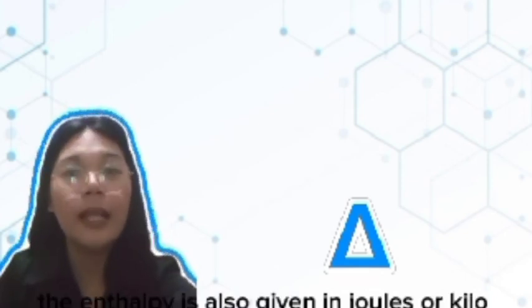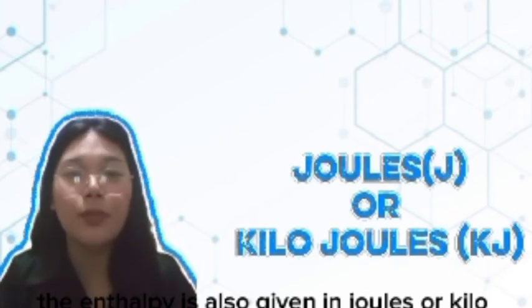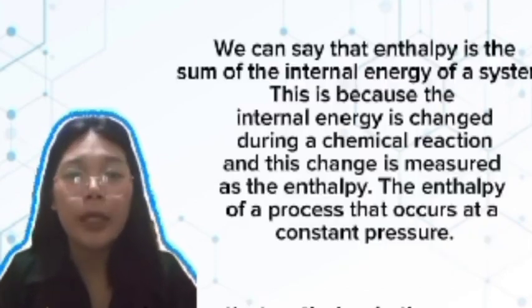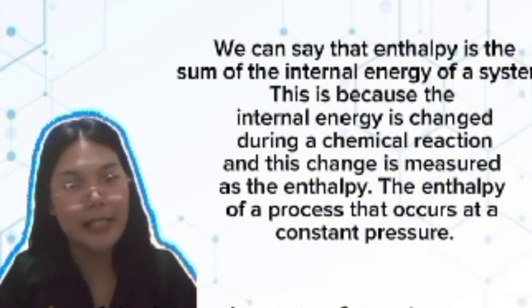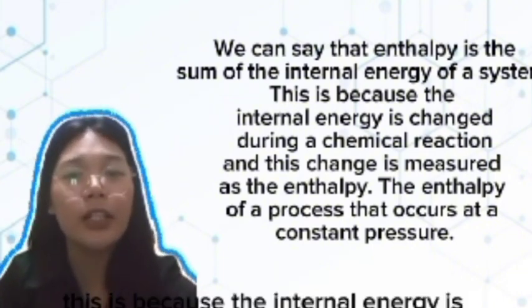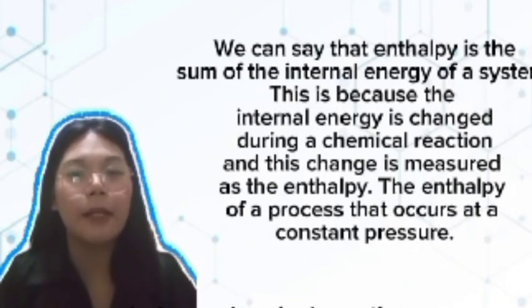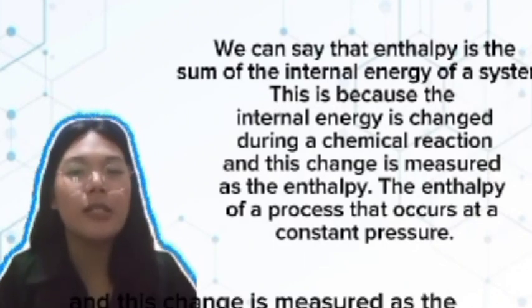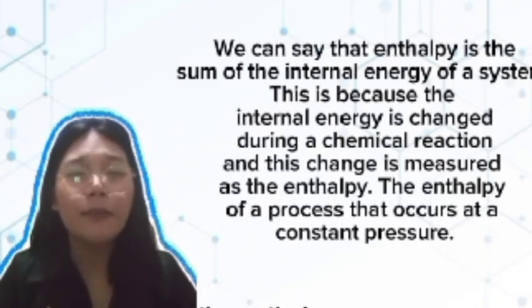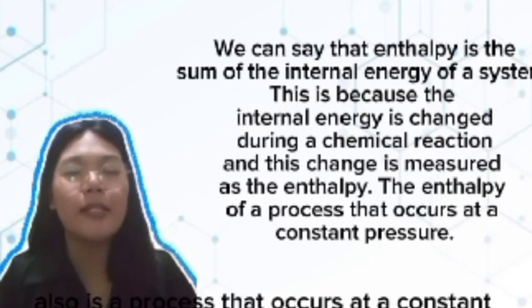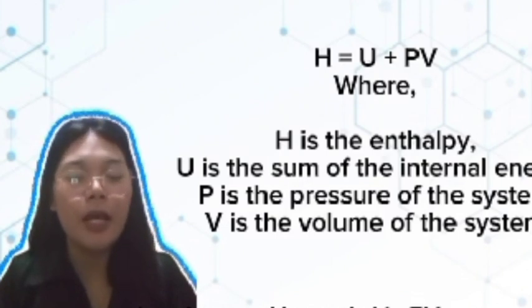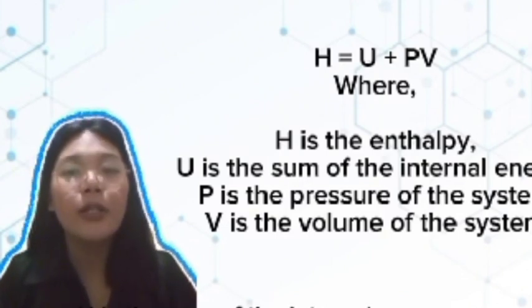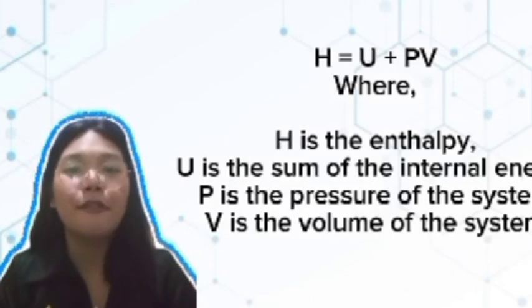We can also say that enthalpy is the sum of the internal energy of a system. This is because the internal energy is changed during a chemical reaction, and this change is measured as the enthalpy. For a process that occurs at constant pressure, enthalpy can be given as H equals U plus PV, where H is the enthalpy, U is the internal energy, P is the pressure of the system, and V is the volume of the system. So therefore, enthalpy is actually the sum of internal energy and the energy required to maintain the volume of a system at a given pressure.